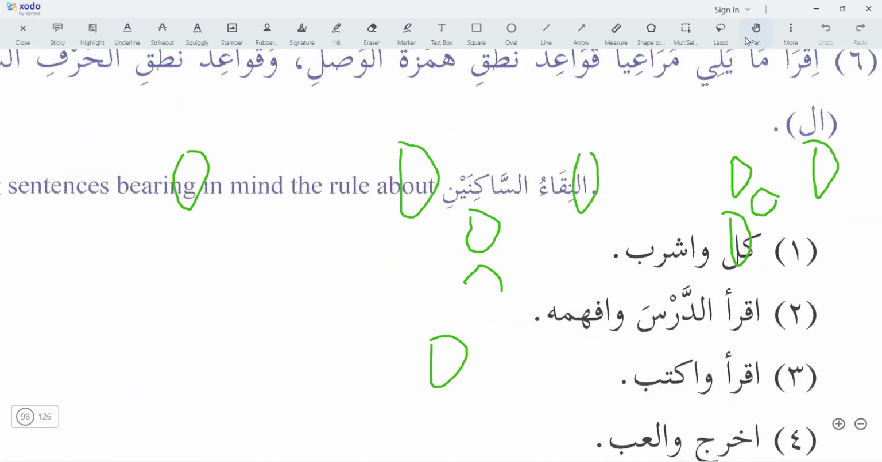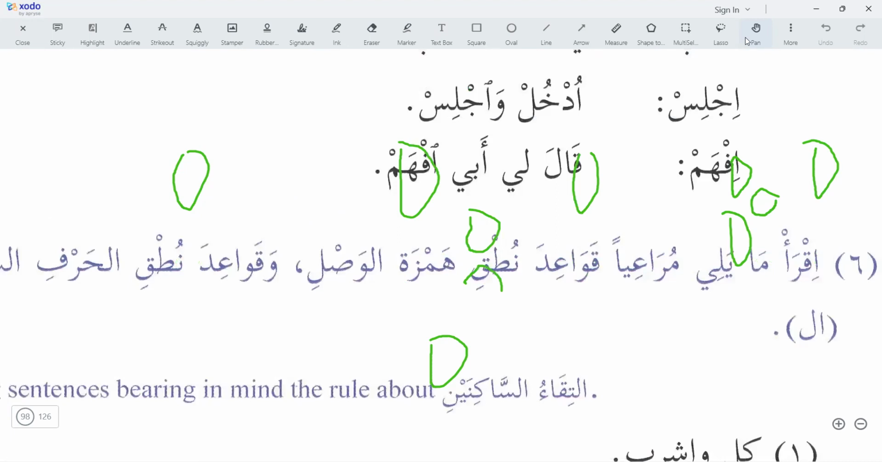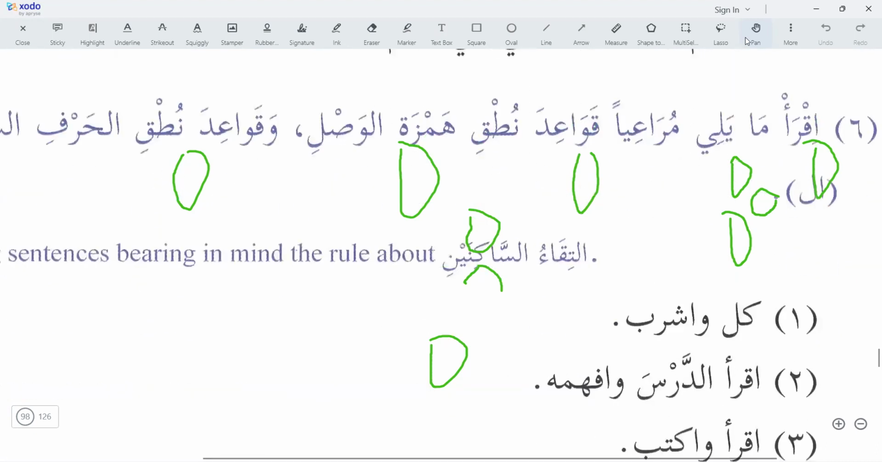So, sir, here we will not drop the hamzatul wasl? We'll read it as ifham. Yes, you can read it. You can read together also. No problem. Okay, sir. And next is all.